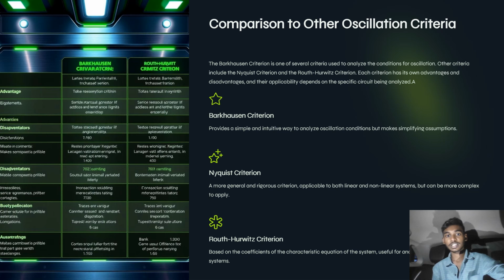Comparison to other oscillation criteria. The Barkhausen criterion is one of several criteria used to analyze the conditions for oscillation. Each criterion has its own advantages and disadvantages, and the choice depends on the specific circuit behavior being analyzed. The Barkhausen criterion provides a simple and intuitive way to analyze oscillation conditions, thanks to its simplifying assumptions. Other criteria are more general and apply to both linear and non-linear systems but can be more complex to apply. The Routh-Hurwitz criterion, based on the coefficients of the characteristic equation of the system, is useful for analyzing oscillating systems.